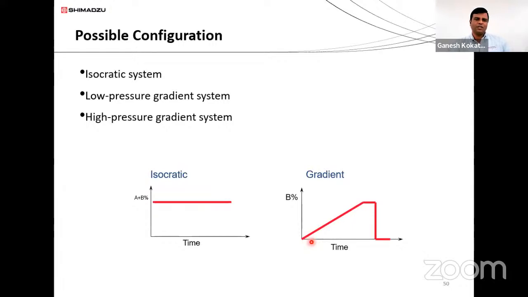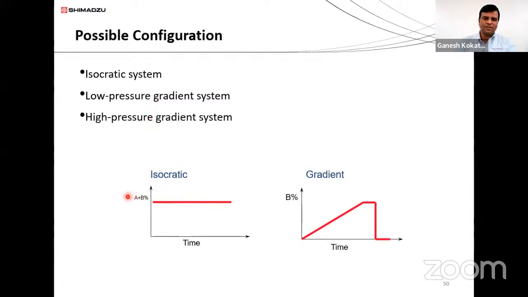So there are two types of configuration. The first one is isocratic and the second one is gradient. But in the gradient itself, there are two different types, either low pressure or high pressure. So what is low pressure, what is high pressure, and what is isocratic?